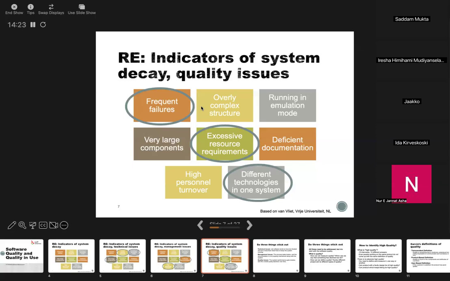There are some other important reasons: high personnel turnover. Over time, developers come, they go, and this is how, in the course of time and without proper documentation, they do not understand the previous code. Then this is how our system could be decayed.